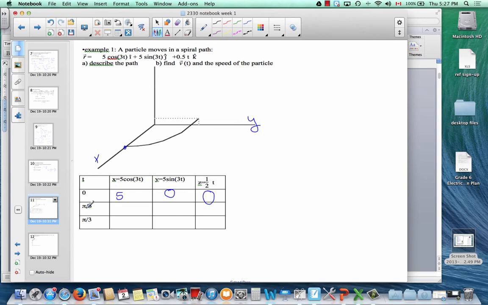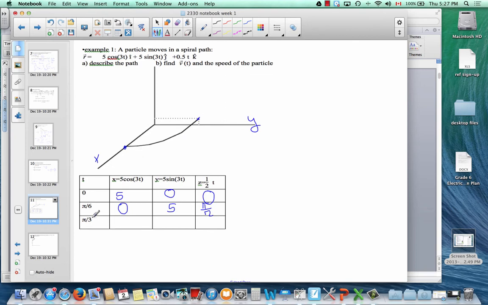Picking the clever time of pi over 6, 3 pi's over 6 is pi over 2. The cos of pi over 2 is 0. The sine of pi over 2 is 1. And then z is just half the time value. Half of pi over 6 is pi over 12. So the z has increased a little bit. That's this point right here.